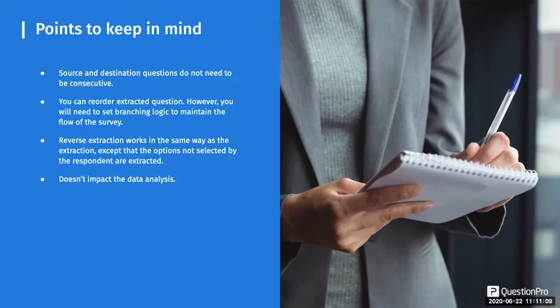Another fun thing is we talked a little bit about it. You can also do reverse extraction, where it works in the same way as extraction, except that the options not selected by the respondent are the ones that are going to be extracted into the follow-up question. And this doesn't impact data analysis at all. The data analysis would be the same whether or not you set up this question, put in your own show and hide logic and so forth. The extraction just makes it a lot easier for you to do and set up.